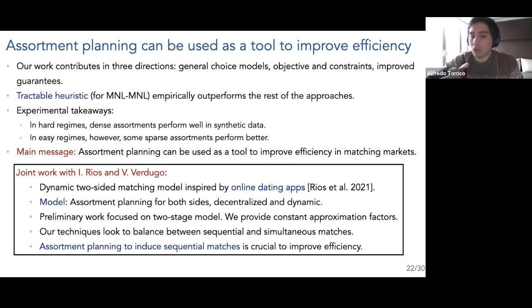Our technique looks to balance, as I mentioned, between sequential and simultaneous matches. Actually, we observe that sequential matches are preferred for the efficiency of the platform. And assortment planning can be used as a tool to induce these sequential matches instead of having matches in the same stage. Questions so far on this section of the talk?